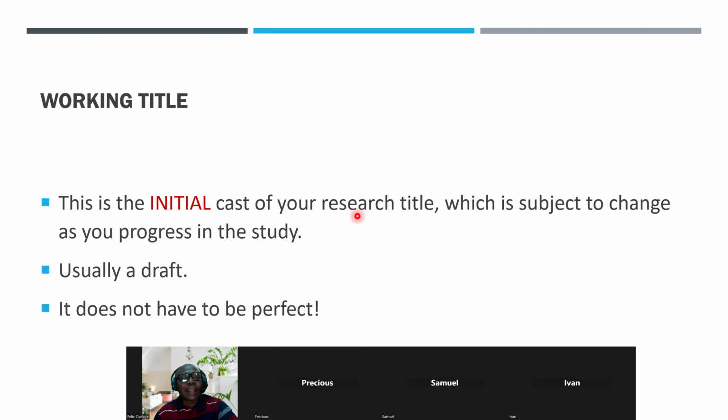So usually the working title is your first draft. That's the first draft of your title. And like I put it here, it does not have to be perfect. I hope that is clear.